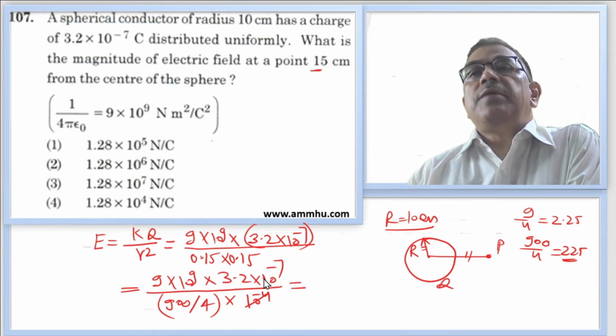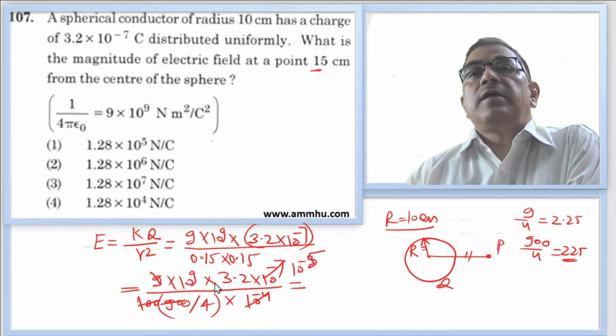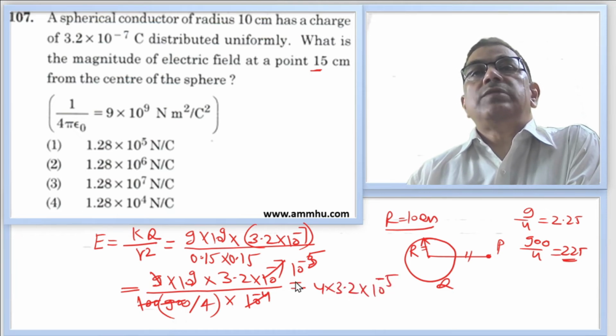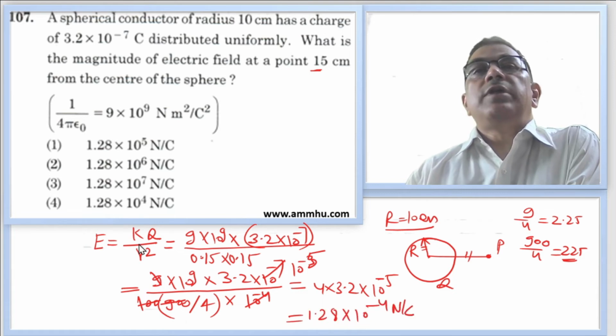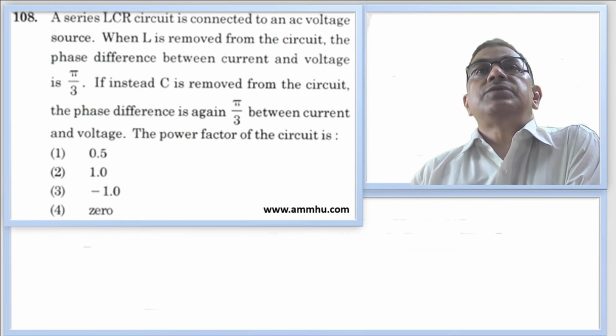So 10 to the power minus 3. Is that okay? So 9 ones are 9, this is 100, and the 4 will go up, upon 100 means 10 to the power minus 5, and this is 4 multiplied by 3.2 into 10 to the power minus 5. So that makes it 1.28 into 10 to the power minus 4 Newton per Coulomb. So I guess this answer is correct. Is it okay? Let's come to the next problem.